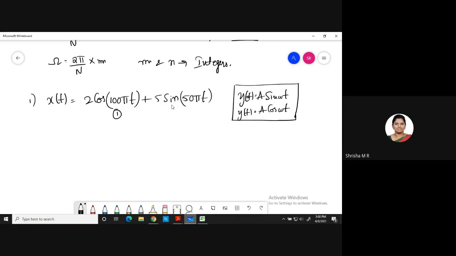This is the first part of the signal, and this is the second part. So this is a composite signal, right? You have two types, sine and cos. We'll take this as one, this as two. In the first part of the signal, what is omega? We'll take it as omega 1. What is omega 1? 100 pi. Everyone following? Omega 1 is 100 pi. And in the second part of the question, what is omega 2?